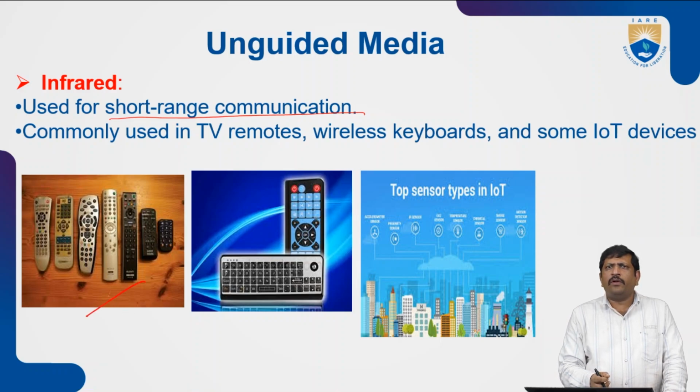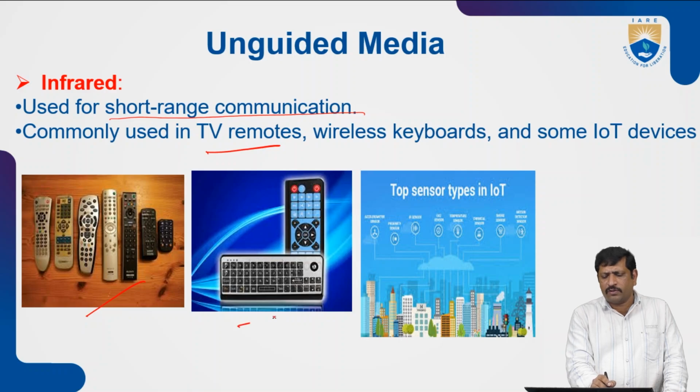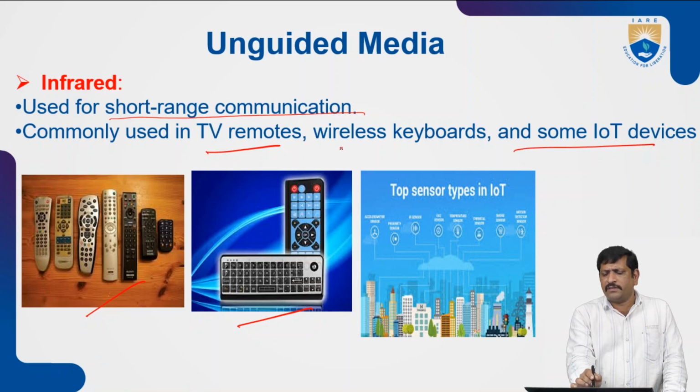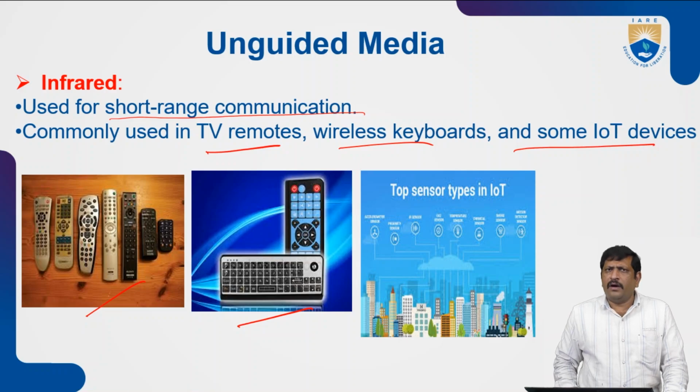It will be controlled with the help of infrared waves, commonly used in TV remotes, wireless keyboards, some IoT devices, and any IoT sensor devices within the meters. By using these infrared signals, electronic devices can be controlled. Infrared is a wireless communication media.